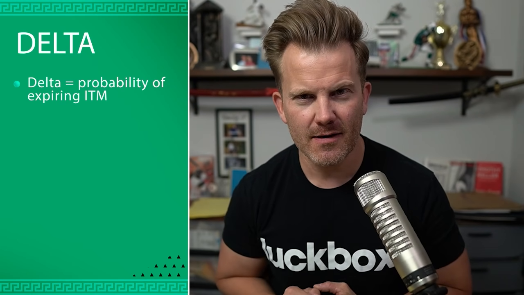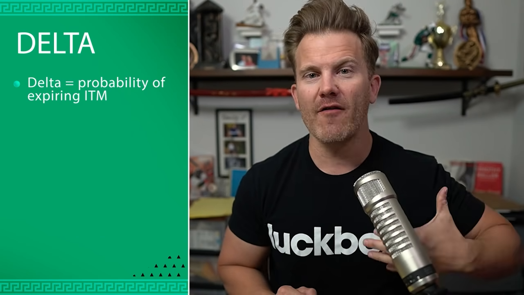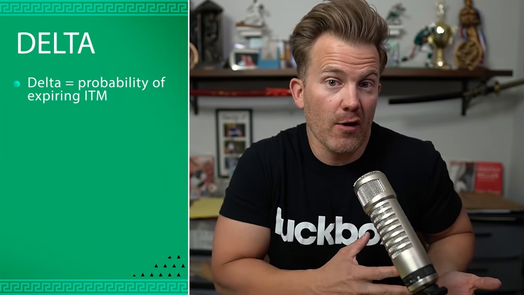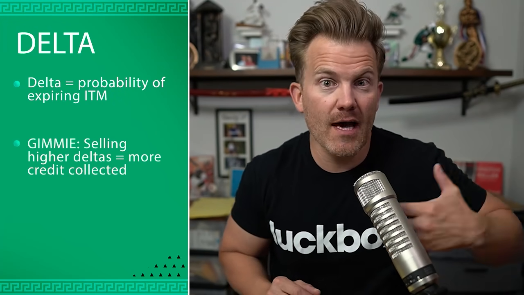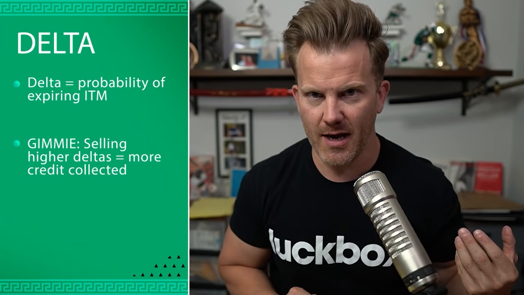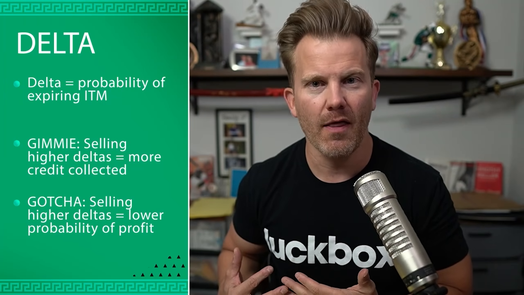And to push this idea even a little bit further, the reason why we see this relationship is, don't forget, deltas represent probabilities. Deltas represent the probability of expiring in the money. So if I sell a 45 delta option, then I only have a pop of 55%. Whereas if I sell a 35 delta option, I'm going to have a pop of 65%. So if I sell that bigger delta, yes, I'm going to bring in higher credits, more profit potential, the gimme. But I'm also going to have to absorb a lower probability of profit, the gotcha.